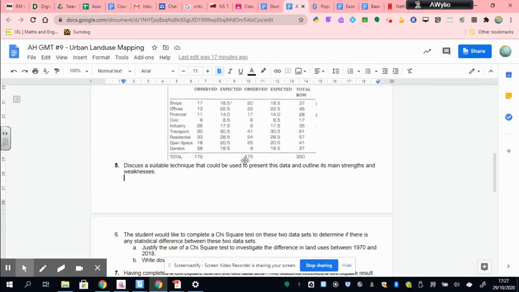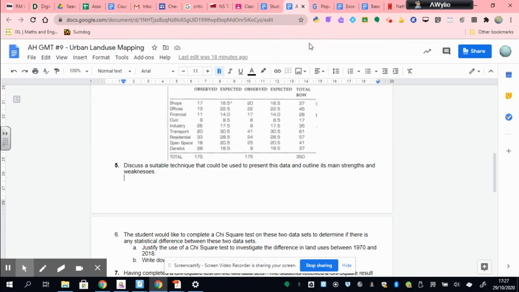However, if I count the number of shops in an area, I've categorized my data. I've turned my nominal data into categorized data. And I've got a number. I've got 17. I've got 13 offices. I've got 11 financial buildings. And that is where chi-square comes in. It's where your data, which is originally gathered as nominal data, is turned into categories. And then you've got the number of counts that fall into that category.